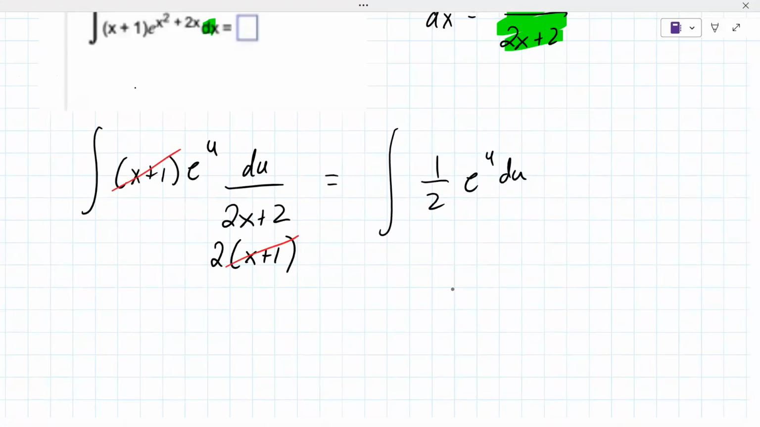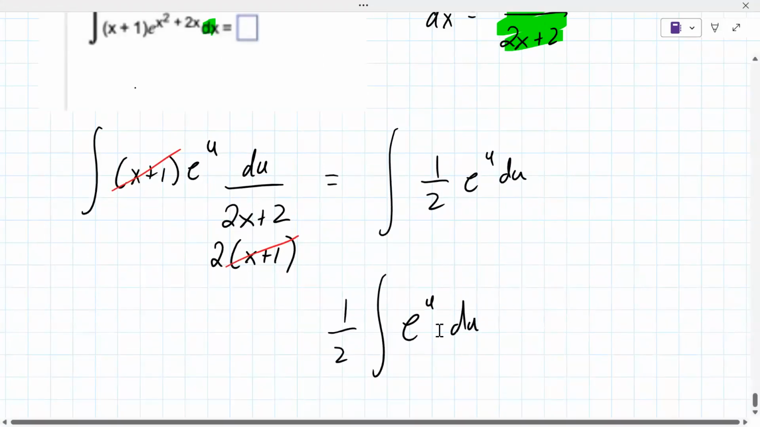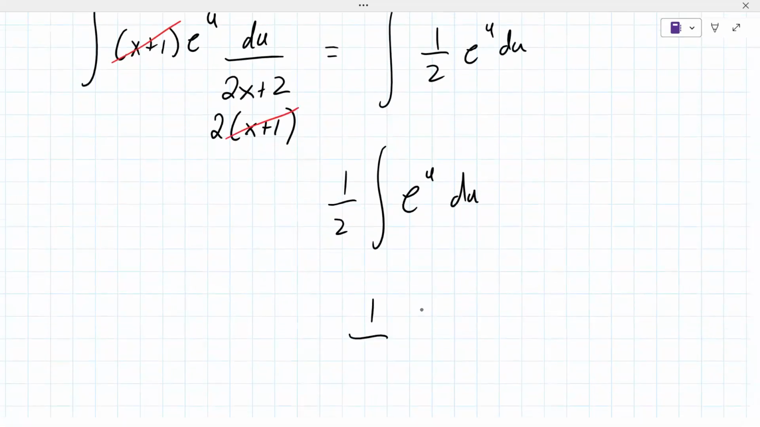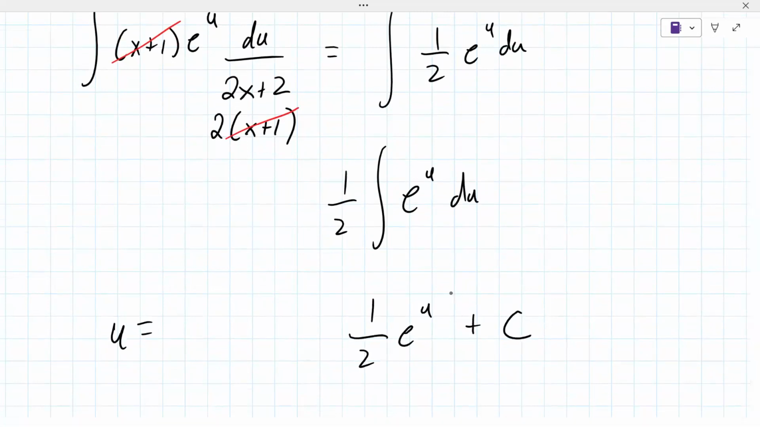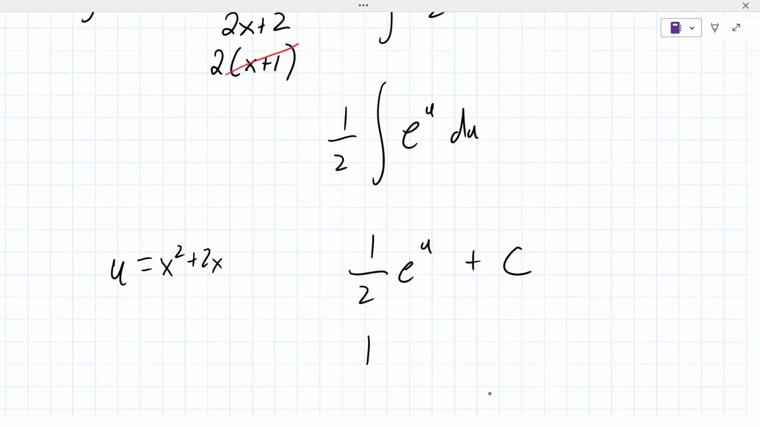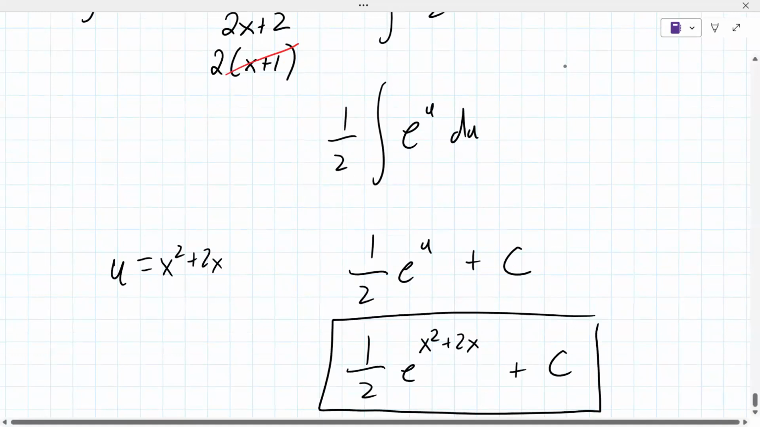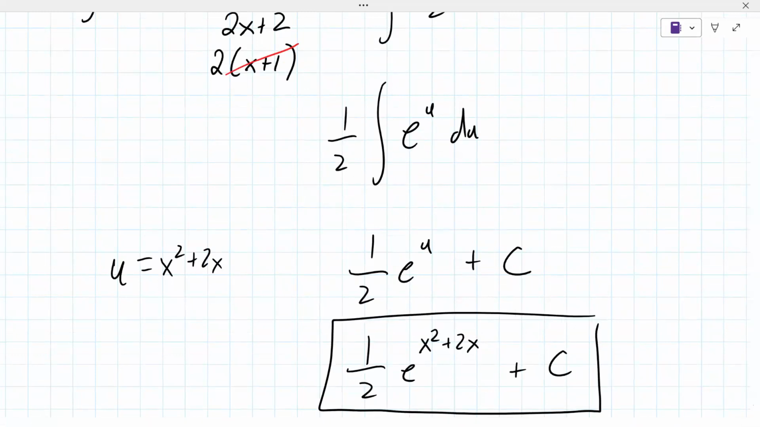So bring the 1/2 out. The antiderivative of e to the u is itself. It's the only one that's exactly itself. There's no number in front of u, so you don't have to worry about dividing it. So the answer is just 1/2 e to the u plus c. And then you have to go back: what was my u? The u was x squared plus 2x. This becomes 1/2 e to the x squared plus 2x plus c. Okay.